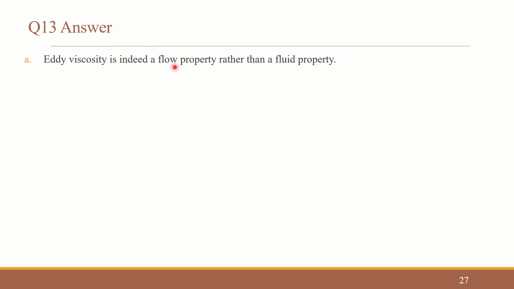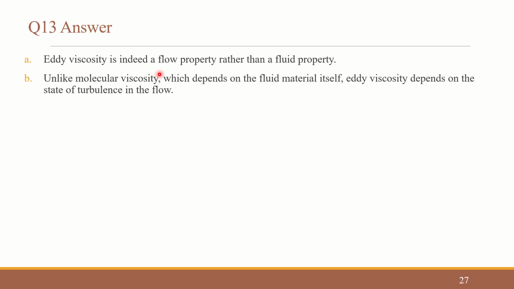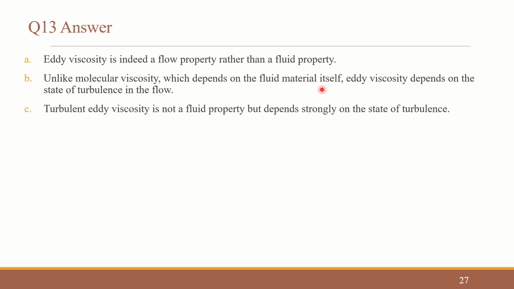Eddy viscosity is indeed a flow property rather than a fluid property. Unlike molecular viscosity, which depends on the fluid material itself, eddy viscosity depends on the state of turbulence in the flow. So when we talk about viscosity, that is molecular viscosity, fluid viscosity, it is a fluid property. That depends on the fluid material, type of fluid, because water has one viscosity and oil has some other viscosity. It depends on fluid type, so it is a fluid property. But when we talk about eddy viscosity, it depends on the state of turbulence in the flow. So it is a flow property and it is not a fluid property.